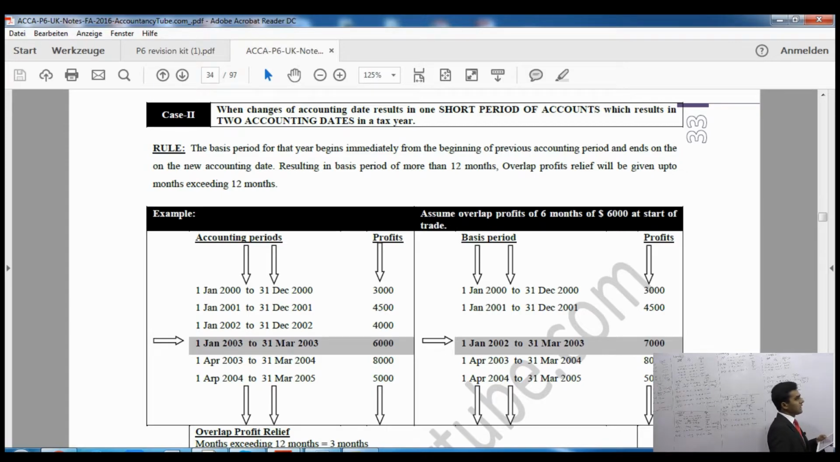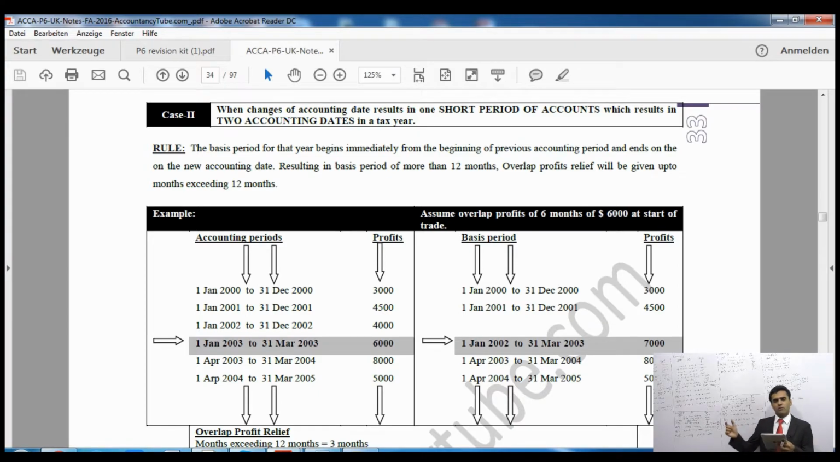So what we do is we take from the start of the previous accounting date, and it will end on the new accounting date. So it will be a huge accounting period, resulting in a basis period of more than 12 months. Obviously the basis period will be more than 12 months because the previous period will be 12 months long anyway, but we will add the new one as well. Overlap profit relief will be given up to the months exceeding 12 months. Now what is the overlap relief? We will see in a minute.